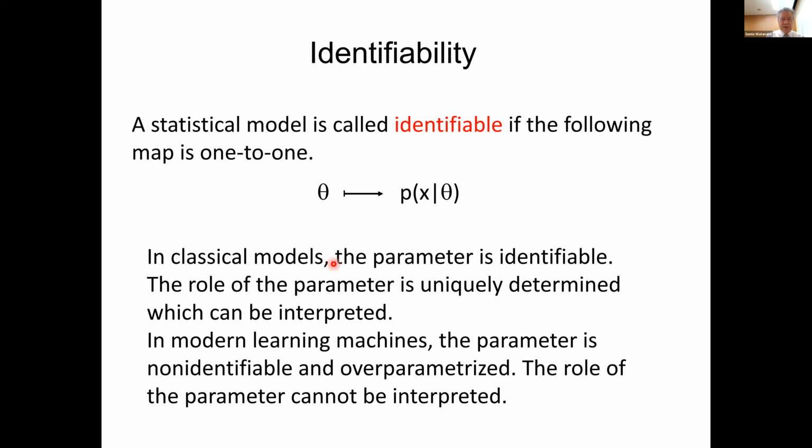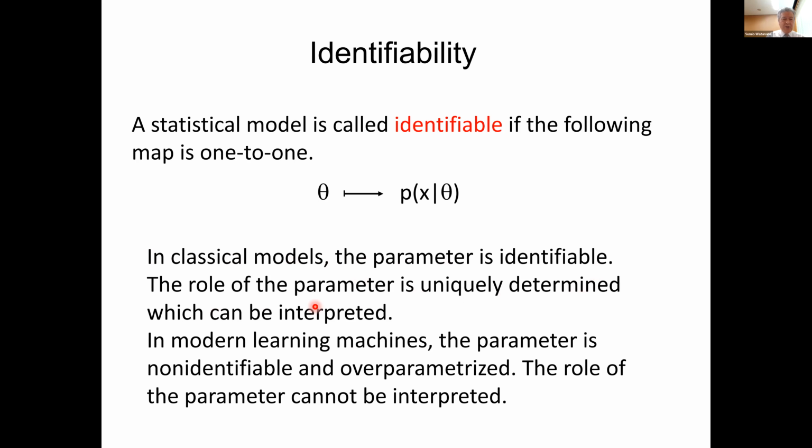In classical models, the parameter is identifiable. The role of the parameter is uniquely determined, which can be interpreted in general. However, in modern learning machines, the parameter is non-identifiable and over-parameterized. The role of the parameter cannot be interpreted in general. This is the difference.